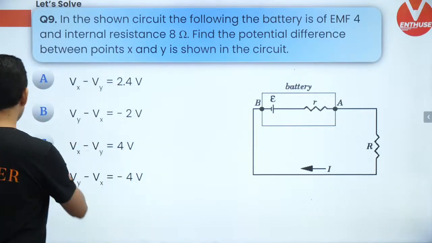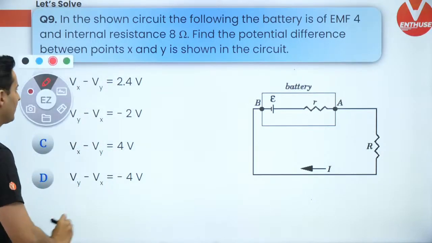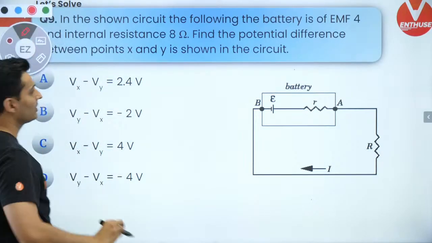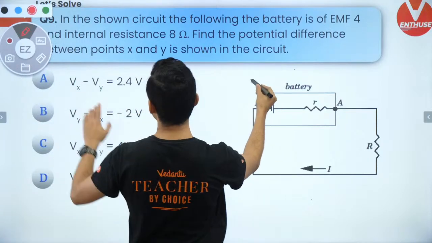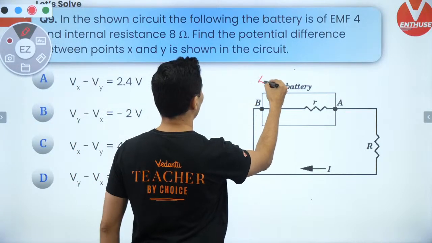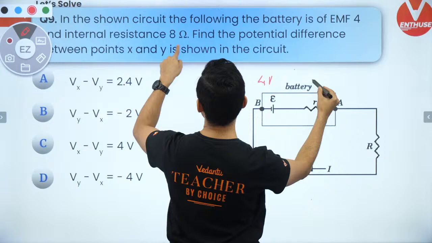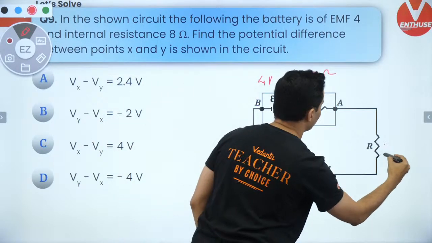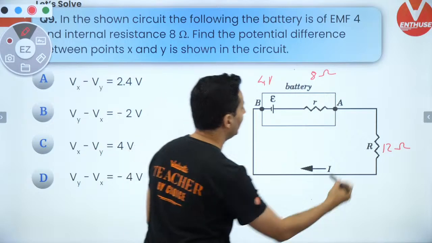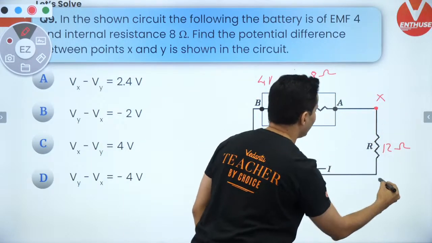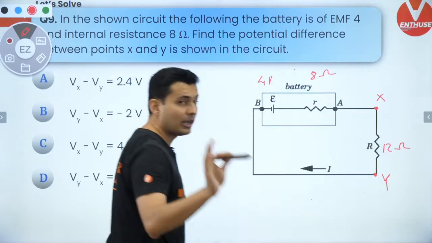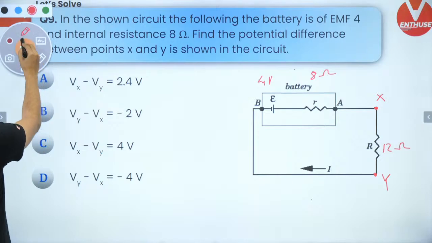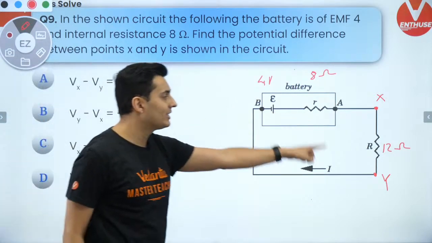Okay, so guys, let's solve this question. I had started the discussion of this question. The battery's voltage is 4 volts. The internal resistance is 8 ohms. And I think the external resistance out here was 12 ohms. The points marked over here were X and Y. So this was the complete diagram. And the question is, what is the voltage difference between the points X and Y?